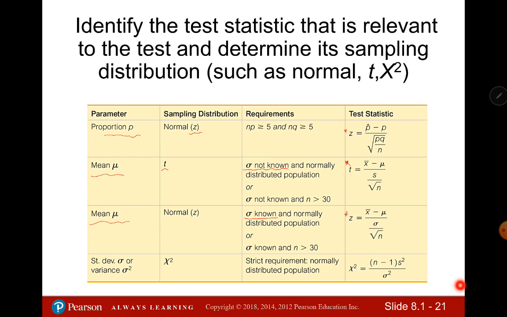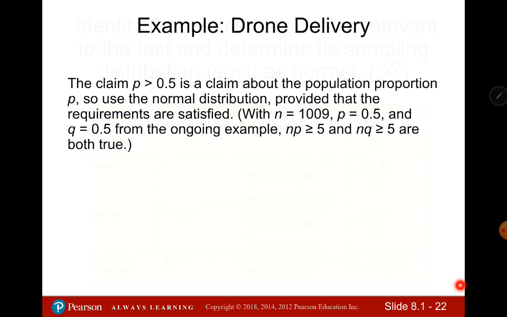So you should remember, if you have s in your formula, you must use the t. If you have sigma, then you must have z. Okay, and we do not talk about standard deviation here. This is just talking about the requirements. In this case, both requirements are satisfied.